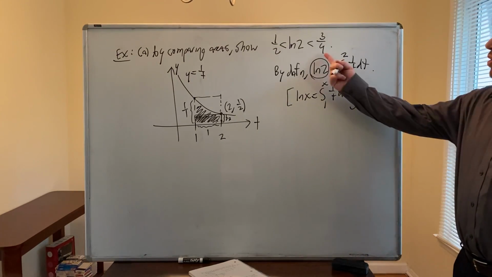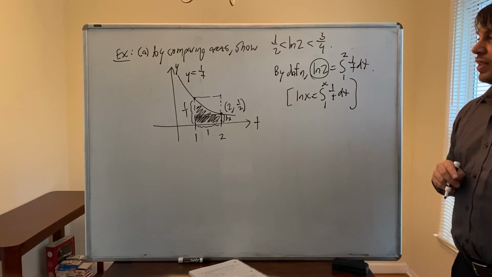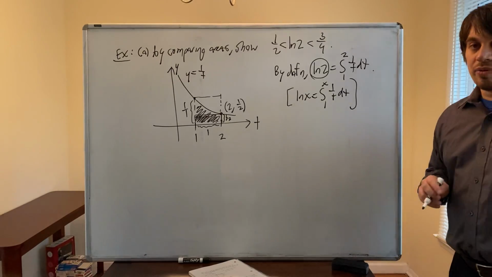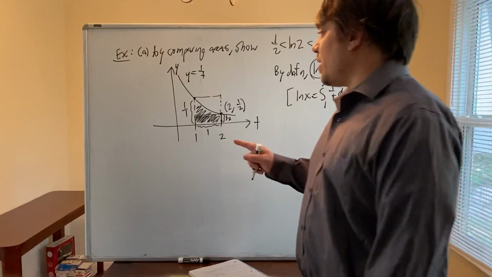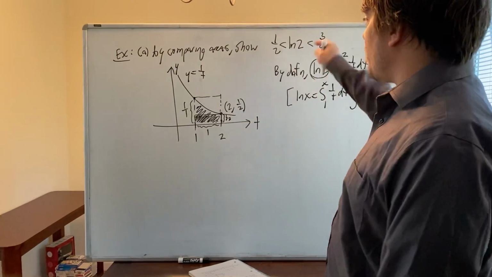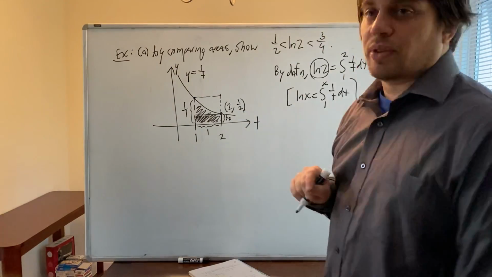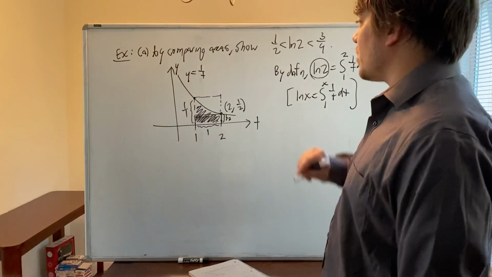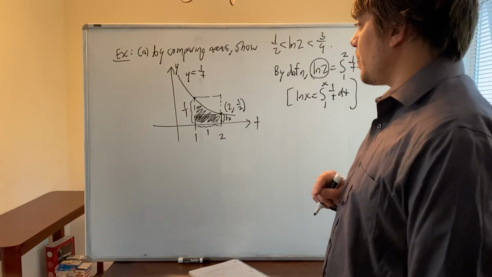Okay? But we want to show it's less than 3/4. Okay? And so it could still be true it's less than 3/4. It could be, we need to find a sharper estimate. We need to find a better estimate for what ln of 2 is. Hopefully we can find it's less than a smaller number, 3/4.